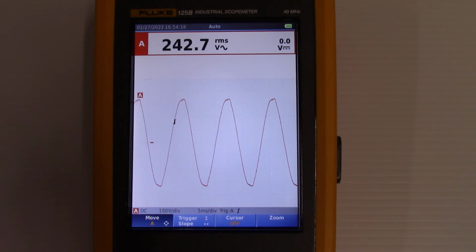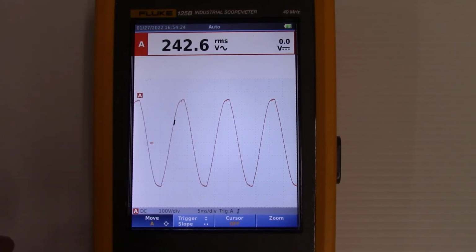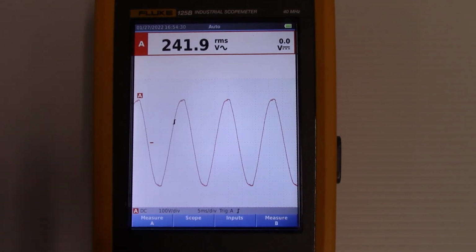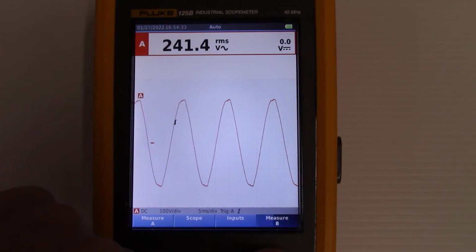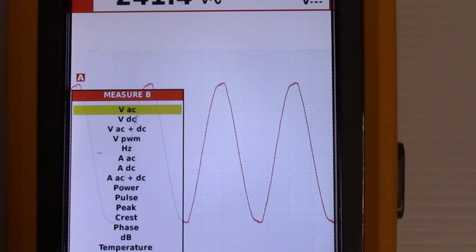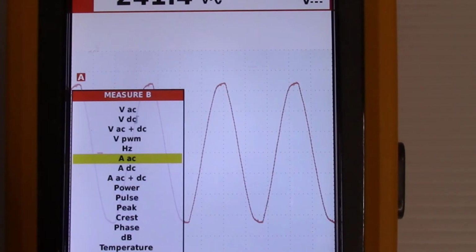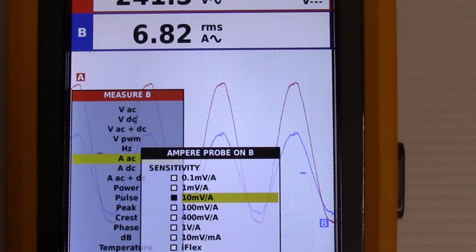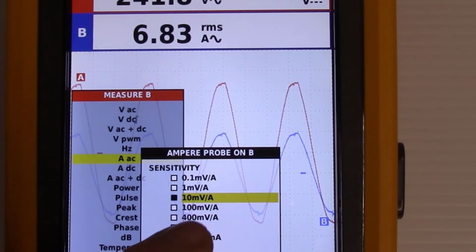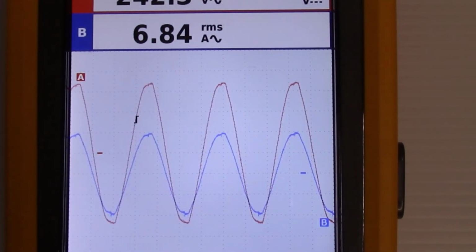Okay, now I have the current probe and the voltage probe connected, and we can see that we have 242 volts RMS on channel A. So what I need to do now is activate channel B. We have to go into the scope meter menu and click on measure B, and we're going to set it to amps AC right here. You can see there's a lot of other settings that we can select. So I'll hit enter, and it's going to ask us about our probe sensitivity. We are set, with that little switch I showed you, to 10 millivolts per amp. Click done, and now we're set up.